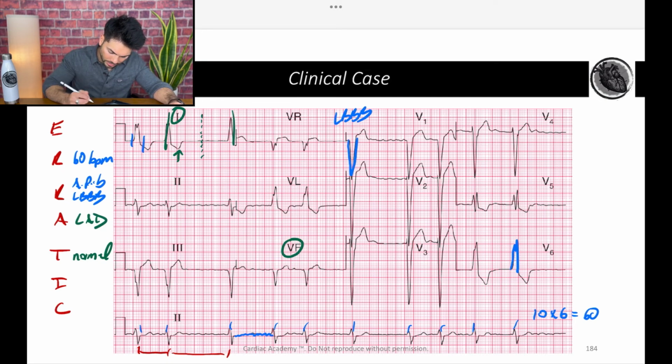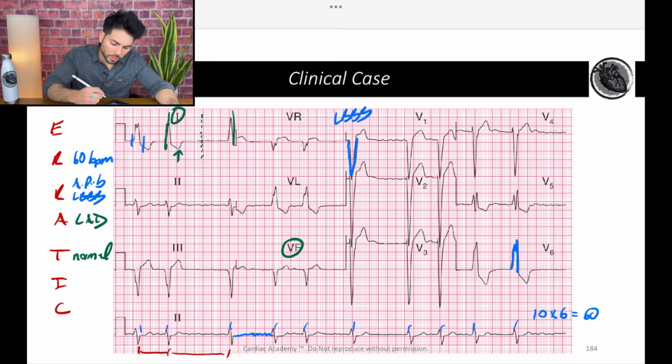Remember that we said that when you have an abnormal depolarization, you will see an abnormal repolarization. And that's exactly what we're seeing here. Since we have a bundle branch block, an abnormal depolarization, we see an abnormal repolarization. And we also said then that when we see inverted T waves, if they are due to ischemia, they're gonna be symmetrical, right?